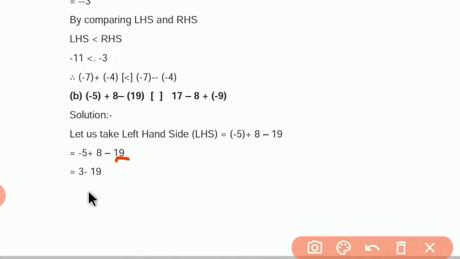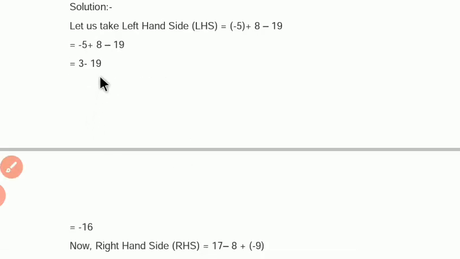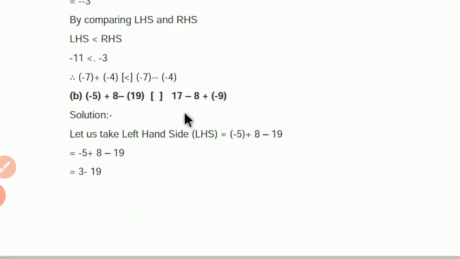3 minus 19. Again one is given in plus, second one is in minus. So plus minus minus. 3 minus 19 means 19 minus 3, 16, and the sign will be according to the bigger number, which is 19. So the sign will be minus. So the answer will be minus 16. This is the value of the left hand side.